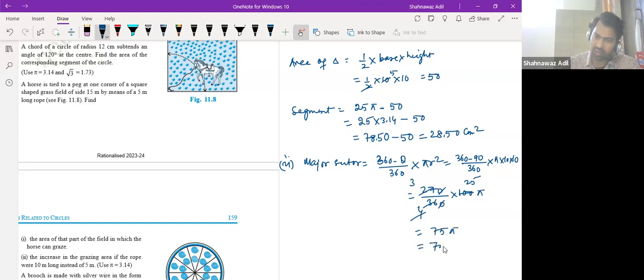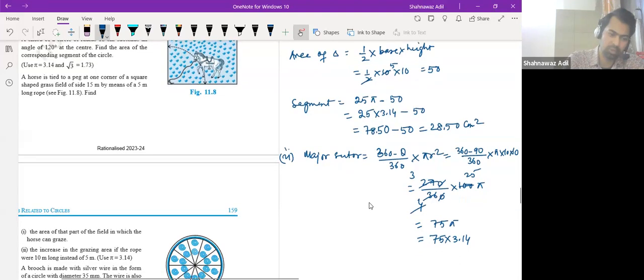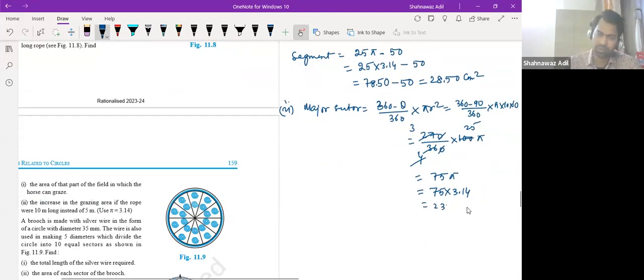And again, I have to calculate with 3.14. How much is that, guys? In the exam, you have to calculate by hand, but in here, you can use the calculator, right? 75 into 3.14 is 235.5. This is the answer, guys.